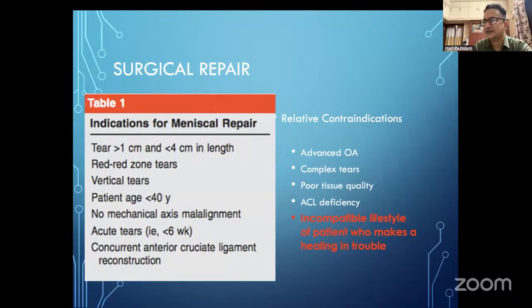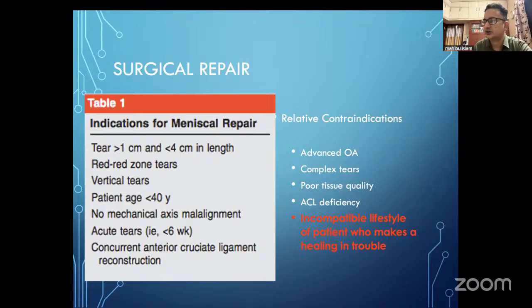Now, this table outlines the indication for meniscus repair. Ideal condition should have a vertical tear of 1 to 4 centimeter located in the red vascular zone, and in younger patients less than 40 years and have no mechanical axis malalignment. Repair are more successful when the tear is acute, that is less than 6 weeks, or occurs with ACL reconstruction.